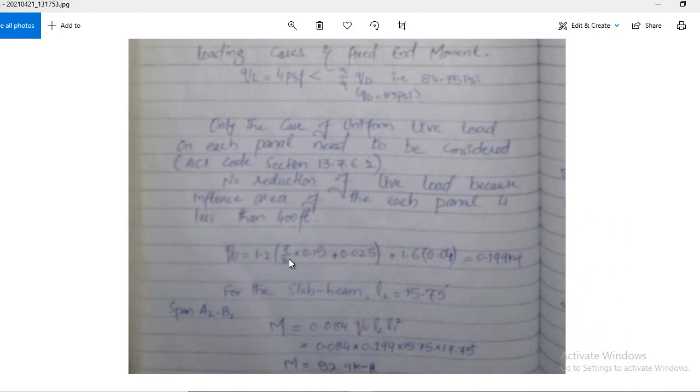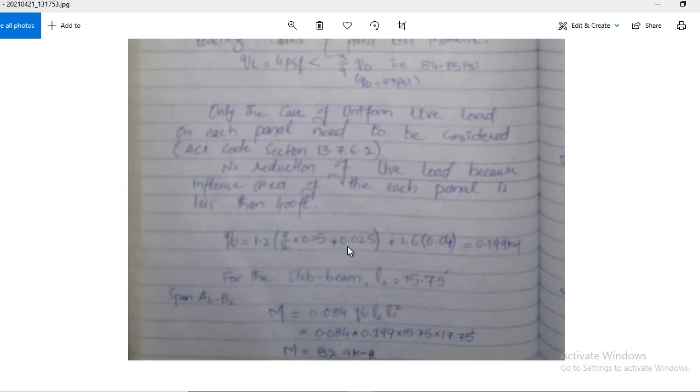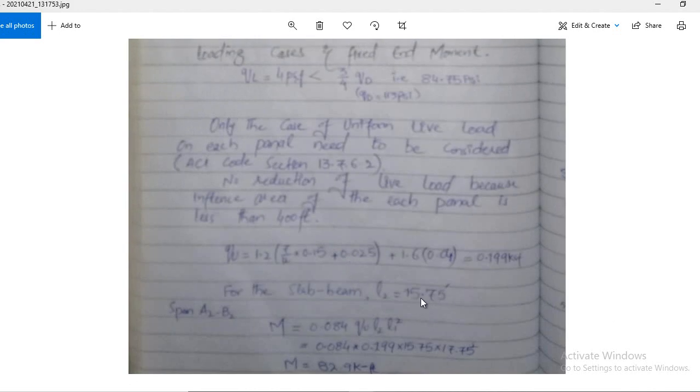Total factored load is 1.2 of dead load, 25 is the superimposed dead load, and 1.6 is the live load, and our L2 is 15.75 feet, and this is our M, the fixed end moment. Remember, 0.084 is taken from table A14. It is interpolated as we did for example number 1. Clear? And you have to multiply this QU, that is 0.199.